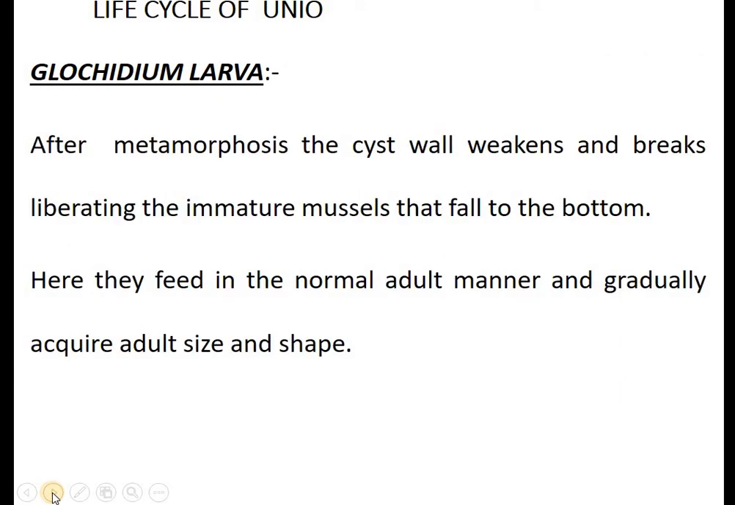After metamorphosis is completed, the cyst wall weakens and breaks, liberating the immature mussels, the freshwater mussels, that fall to the bottom. Here, they feed in the normal adult manner and gradually acquire the adult shape and size.